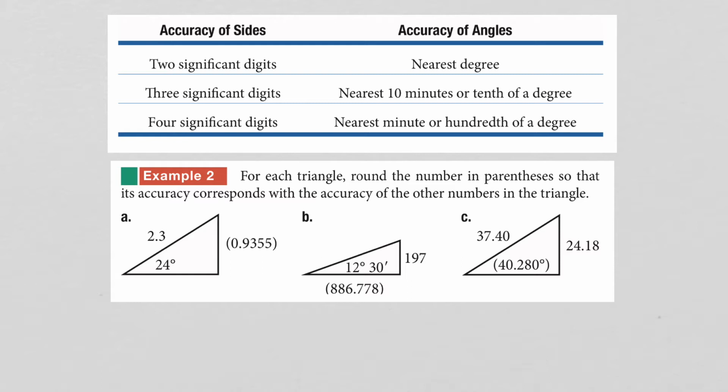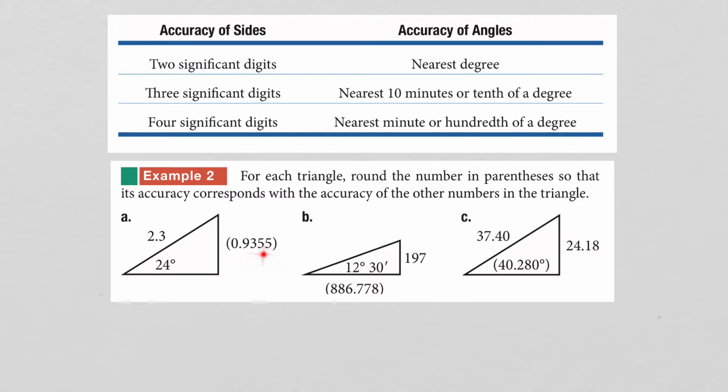So in the second example, it says for each triangle, round the number in parentheses so that its accuracy corresponds to the accuracy of the other numbers in the triangle. I want you to notice in the first example here that the measure of the side is 2.3. That has 2 significant digits, and 2 significant digits means that the angle should be measured to the nearest whole degree, which is what we have here.